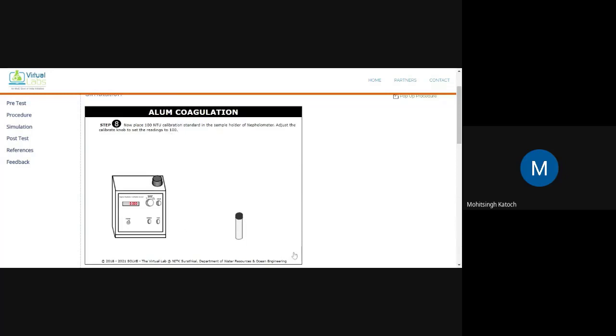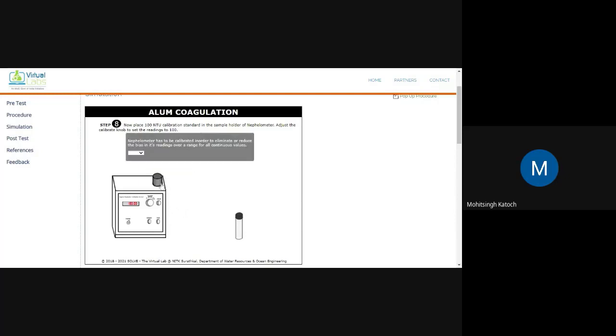After setting this 0 reading, now we will place the 100 NTU calibration standard in the sample holder of the nephelometer. Adjust the calibrate knob to set the reading. So this is a sample of which we know that the reading is 100 NTU. We will place this sample inside the nephelometer and with the help of these knobs, we will try to set the reading to 100. Now we will click on this knob. The reading is set to 100. We will open the lid and take out the nephelometer tube.